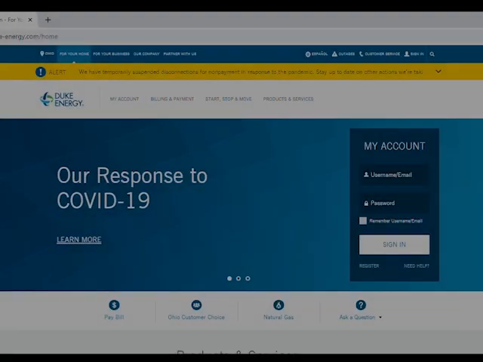In the sample bill, Duke is charging 5.68 cents per kilowatt hour. Now, if you're worried about remembering some of those things we just discussed, don't worry. Duke Energy has some great resources on its website that can help you out in the future.